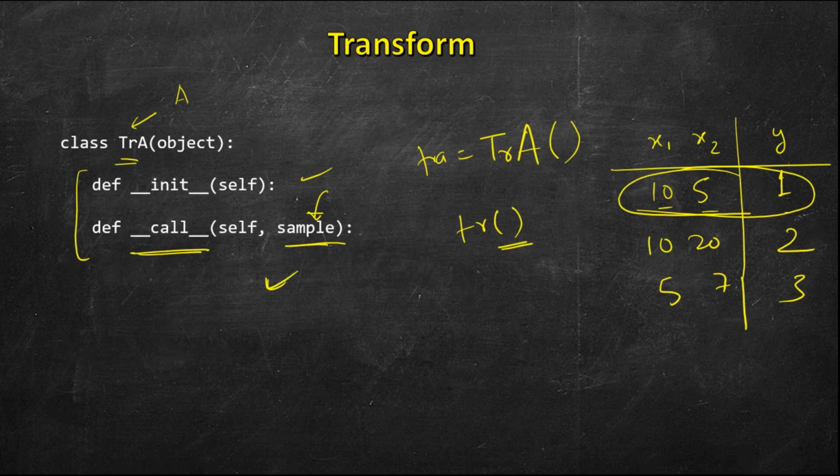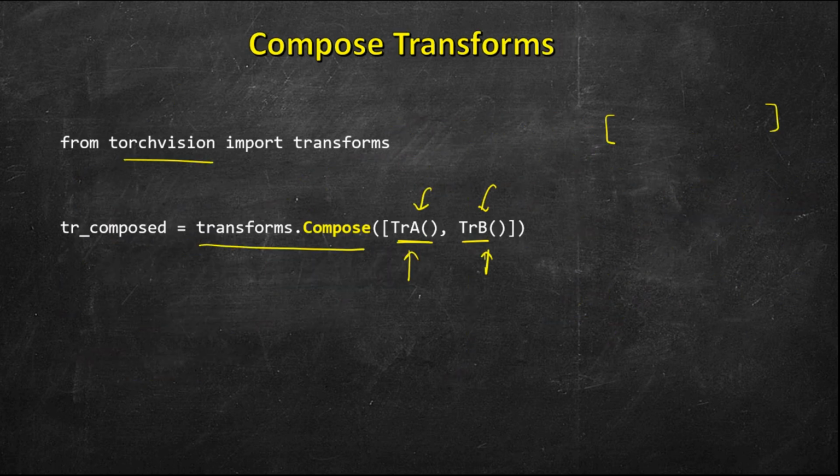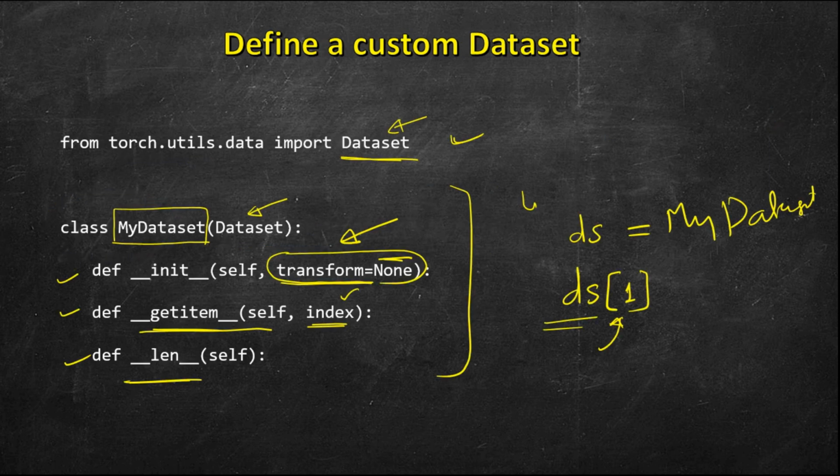So it will compose that, and you see the transform parameter here. In the first case we will just pass an object of this TRA transform, but once you compose it, this TR composed can be passed here in the transform parameter. Now let's see an example of this to understand.